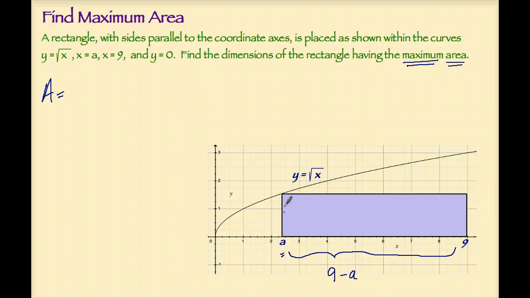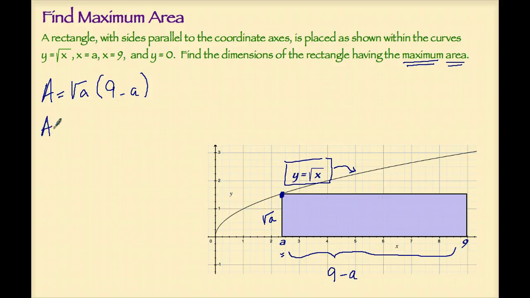Now you can see that the height of this rectangle is going to be the function value on the curve at a. Well, we do have a secondary equation here. It's just the function equation for this curve. So using this function, we can say that the height of this rectangle is going to be the square root of a. If we were able to plug a into the function and get that function value, we know that that would be the height of our rectangle. So using the secondary equation, we were able to come up with the two dimensions that we need using only one variable. So this is going to be the square root of a times 9 minus a. The height times the length, or the width times the length.